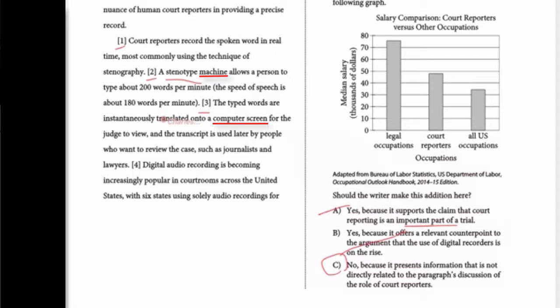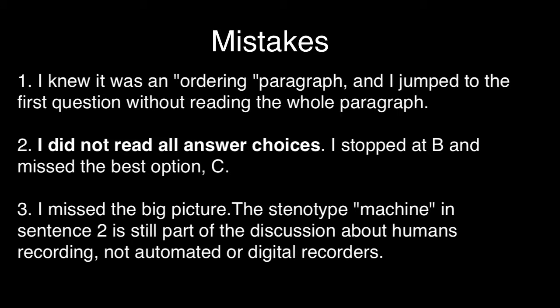And lastly, I kind of got confused on the big picture from sentence 2 when it says machines, and sentence 3 where it says computer screens. I thought they were already talking about the machine or automated portion of the conversation, comparing it to humans, when they were still talking about the court reporters all the way up to sentence 4.